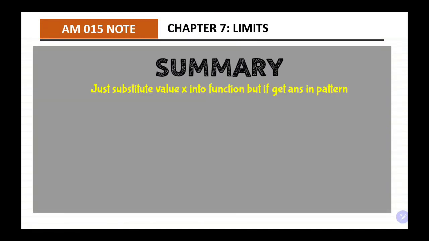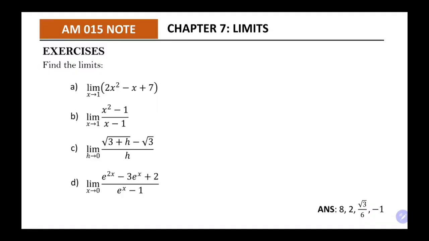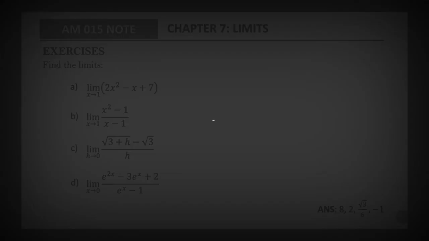So, what you learned today is that we just substitute the value of x into the function for limits. But if we get the answer 0 over 0, we need to use the factorization method or the conjugate method. This question is for your exercise. If you have any problem, you can ask your lecturer. Okay, so that's all for today. Thank you.